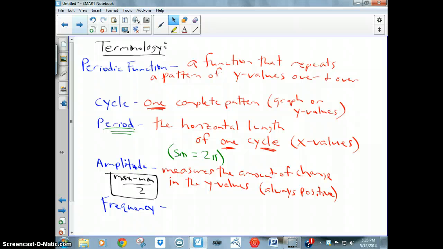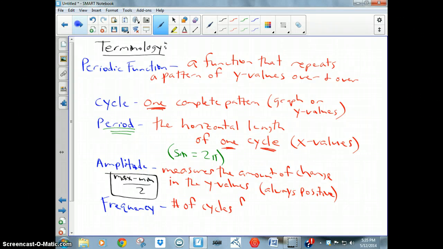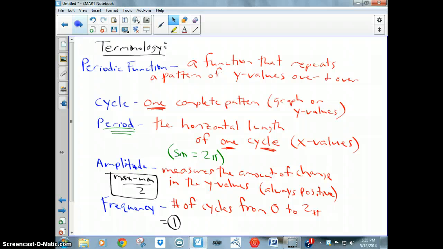And finally, frequency. Frequency is the number of cycles from 0 to 2 pi. Now, in the case of the sine function right now, the frequency is equal to 1 because there's only one cycle from 0 to 2 pi.